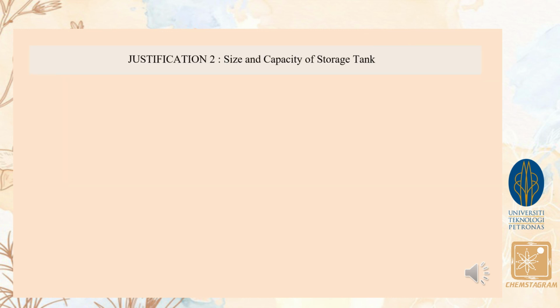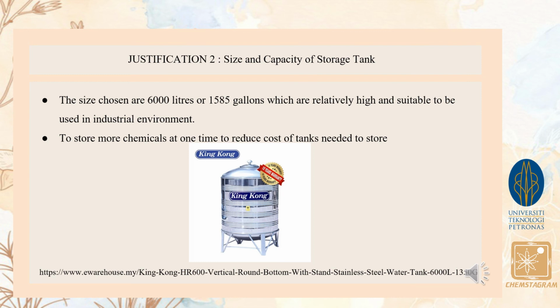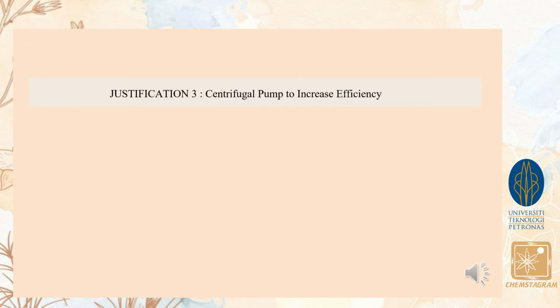The second justification is the capacity and size of storage tank. The size chosen is 6,000 liters or 1585 gallons, which is relatively high and suitable to be used in an industrial environment. It is to store more chemicals at one time to reduce cost of tanks needed to store. The third justification is centrifugal pump to increase efficiency.